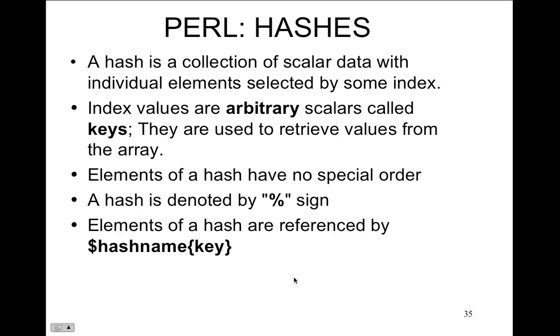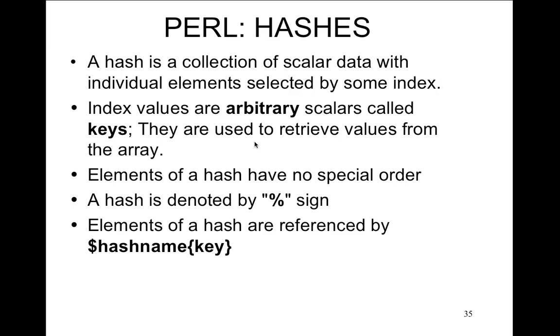So in terms of the hashes concept, you recall from the previous slides, a hash is a collection of scalars which have individual elements selected by some index. So we have a key and a value, a key and a value, a key and a value, for index 0, 1, 2, 3 for each one of the items. The index values are arbitrary scalars called keys. There's no order. It's actually not an ordered list. The hash is unordered.